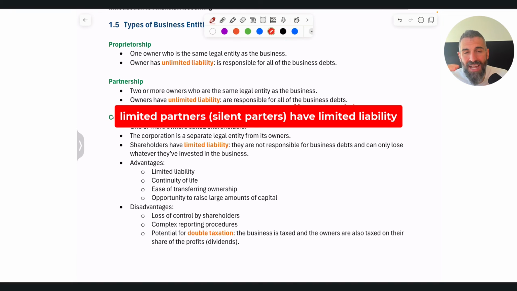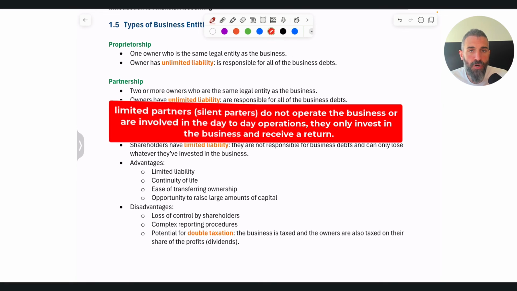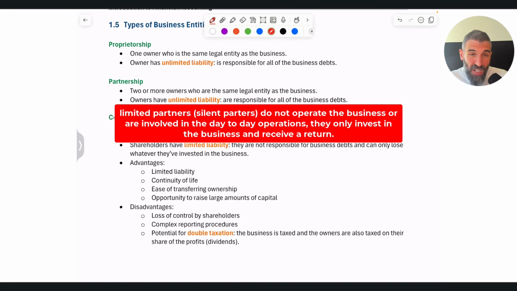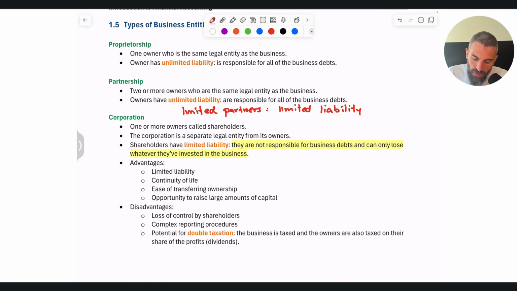But the partner that actually operates the business is no different than a sole proprietor. You would typically call that person a general partner or an operating partner, and they have unlimited liability. They are completely responsible for the debts of the business. Limited liability, I have it defined right here, is basically that they are not responsible for the debts of the business, can only lose whatever they've invested into the business.